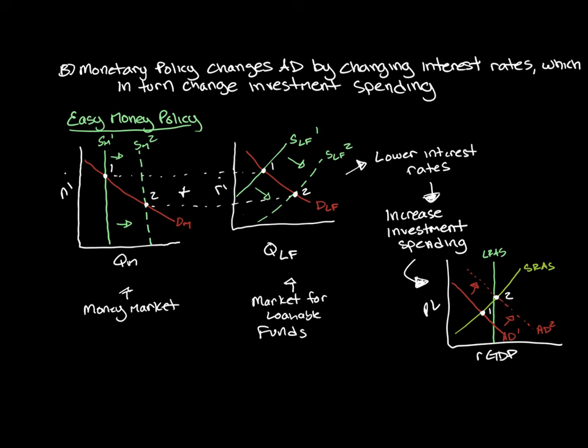So I'm not going to walk through the tight money policy with you because this is a really long video already, but essentially for tight money policy, just invert all of the arrows on this slide, and that's tight money policy. It shrinks the money supply, raises interest rates, and reduces aggregate demand.